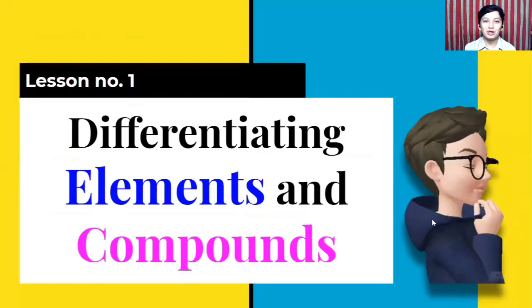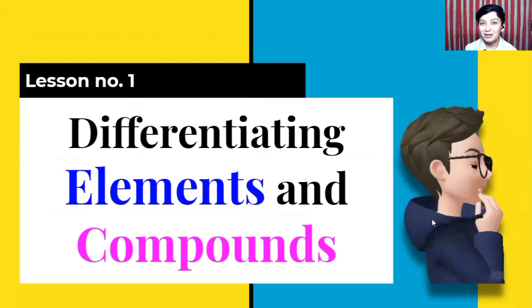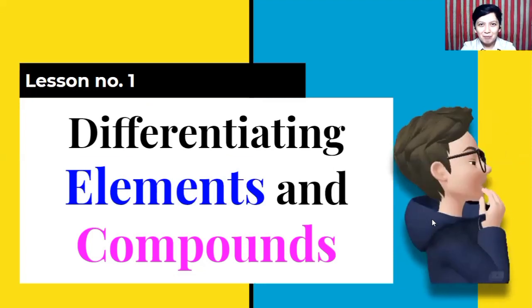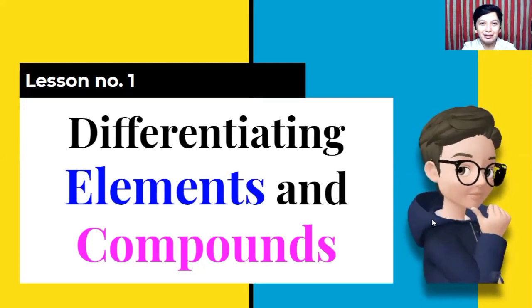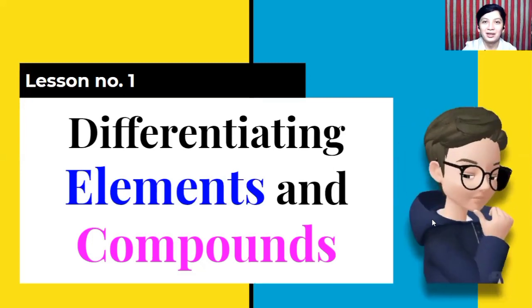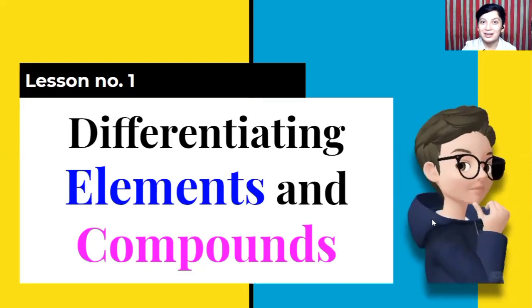We will tackle first differentiating elements and compounds so that you will not be confused. Hindi kayo nalilito kung alin dito yung element, alin ba yung compound. Maybe some of you will say, sir, the four elements are fire, wind, water, and earth. But that is not the scientific elements that we are talking about. We are going to tackle the elements that can be found in our world, here on Earth. So those are the elements. That's a different one.